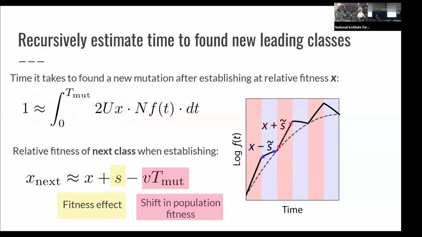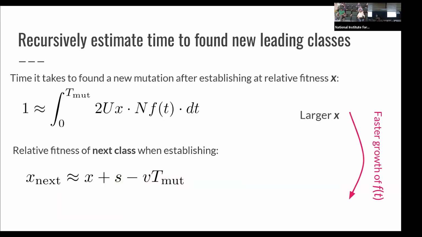So once we calculate t_mut, the recursive part of our calculation is that t_mut will actually determine the relative fitness of the class that this organism founds. And this is a pretty simple equation. The fitness in the next class will be the fitness in the old class plus the fitness effect of the mutation. But then you've taken some time to found that mutation. The rest of the population has caught up in the meantime. And so that's where we get this minus v t_mut term from. And so here you can see what I mean by you need to outpace the rest of the population. You need your lineage to be growing faster than everybody else.